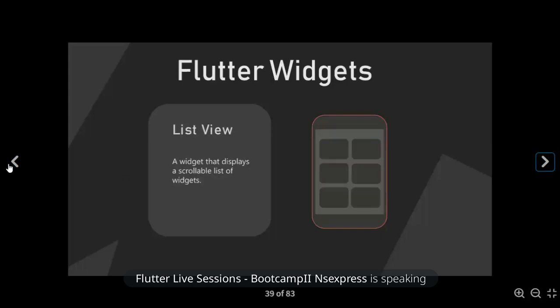We have list view, a widget that displays a scrollable list of widgets. You can see that list view displays scrollable list of widgets. Widgets that can be scrolled. For example, we have text, rectangle, shapes, and icons. And we want to list down. We want to list something. You can use list view widget.